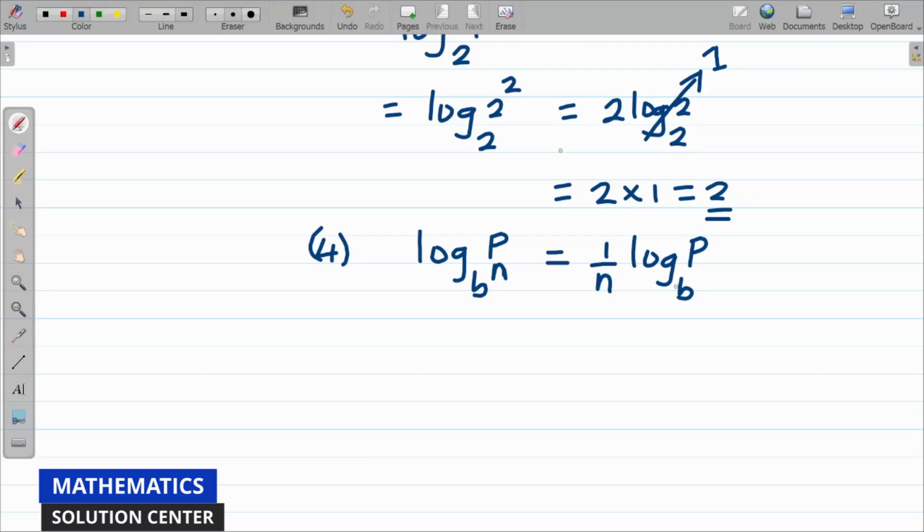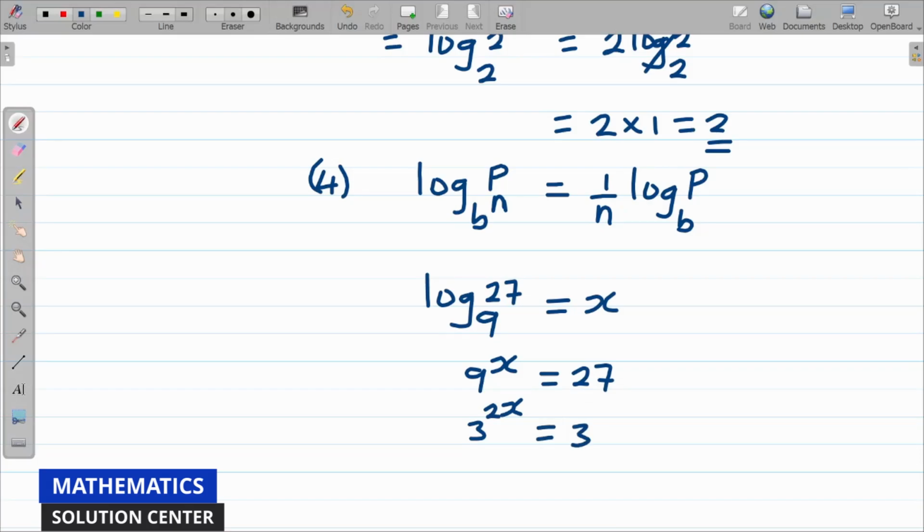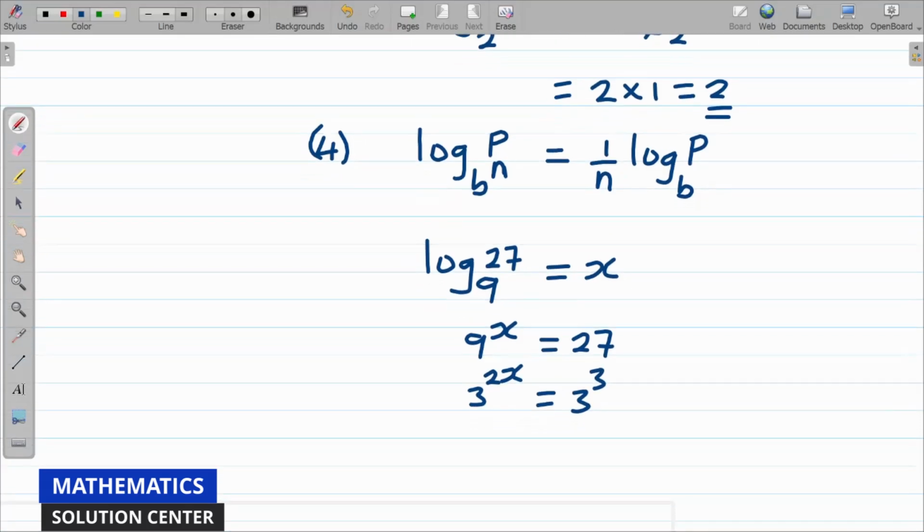Let's try to apply this. We are going to try to solve this in 2 ways. Let's equate it to x using the first method. So we have 9 raised to power of x is equal to 27. This is the same thing as 3 raised to power of 2x, where the powers we multiply, equal to 3 raised to power of 3. Since the bases are equal, the powers are equal. Therefore, 2x is equal to 3, and then x is equal to 3 over 2.